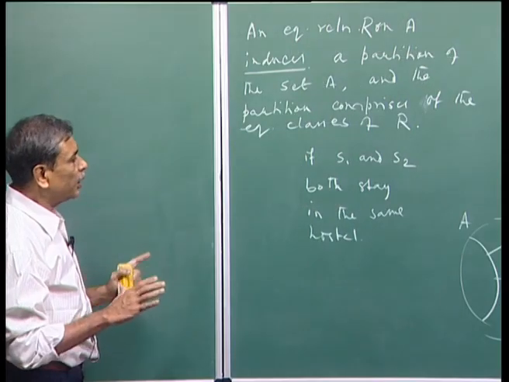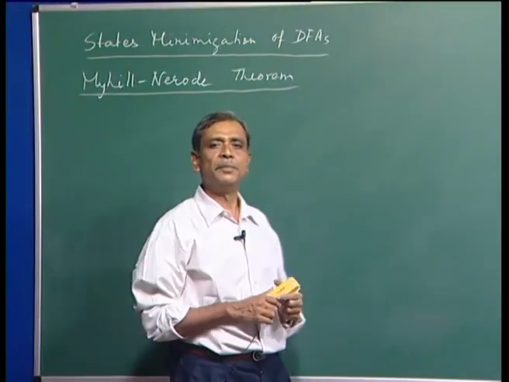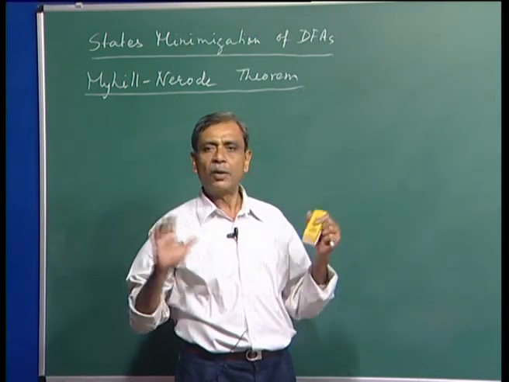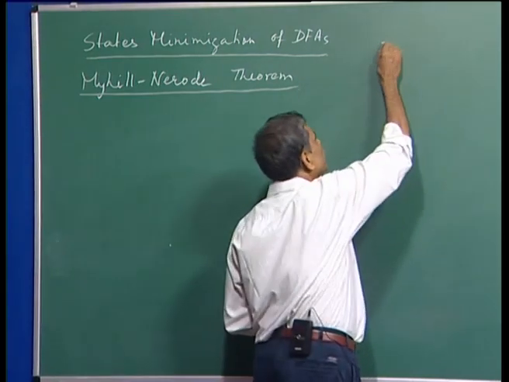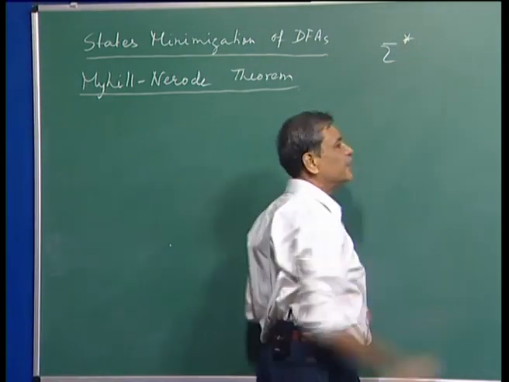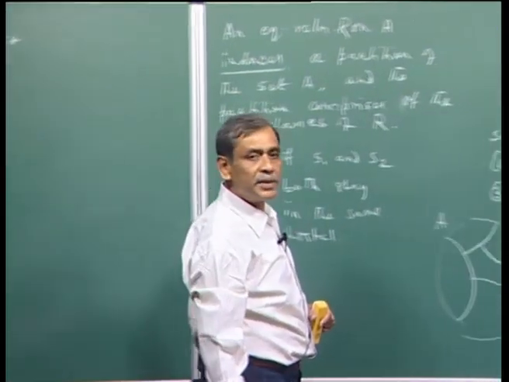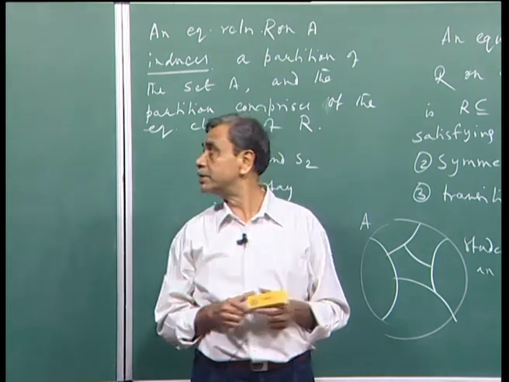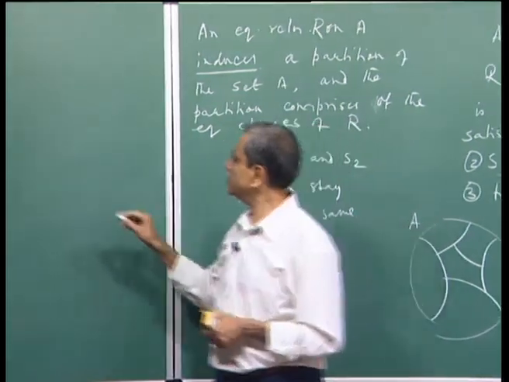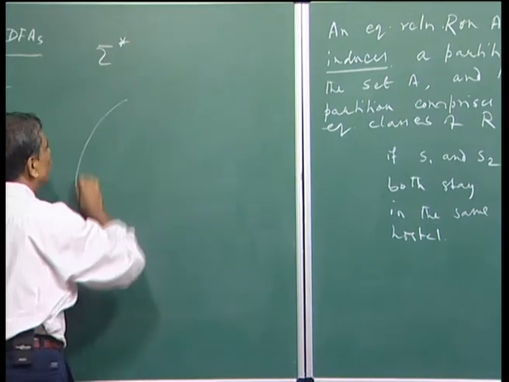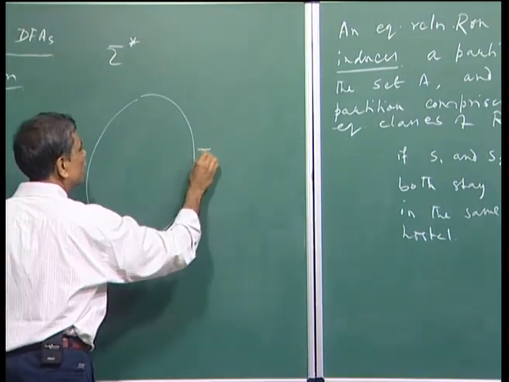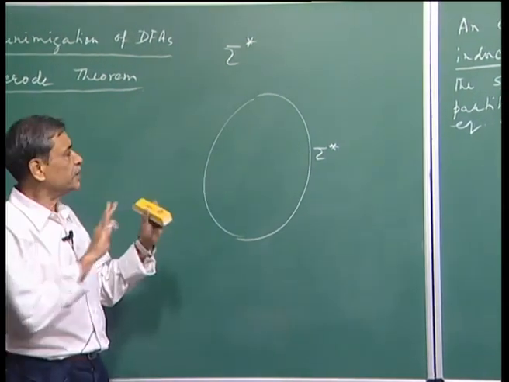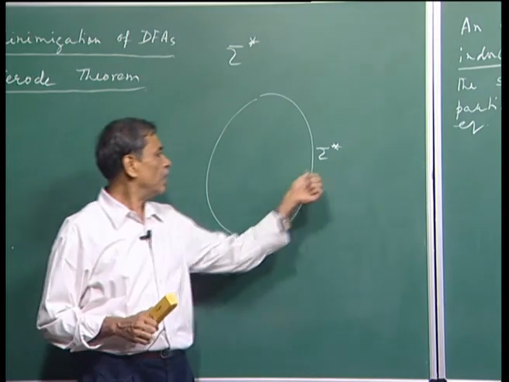Now, our theorem, the Myhill-Nerode theorem, will be about some equivalence relations, but on sigma star. So, remember, sigma is your alphabet, sigma star is the set of all finite strings that you can build using the symbols of sigma. And so, in a similar way, I can think of this sigma star as a set, of course an infinite set, and we will consider certain equivalence relations on sigma star.